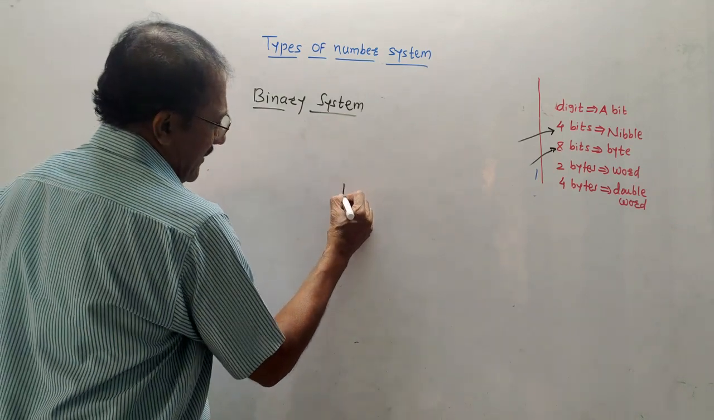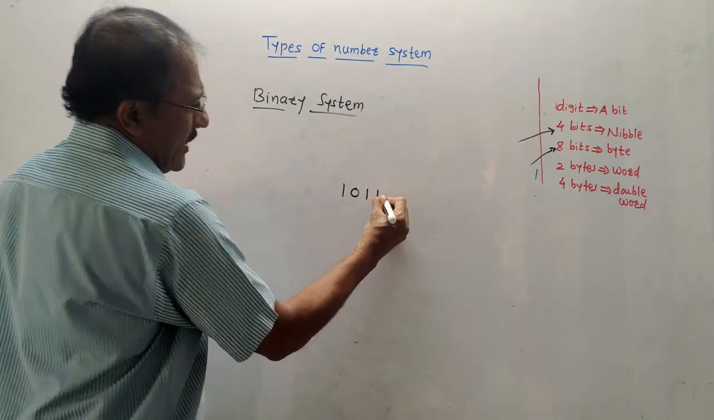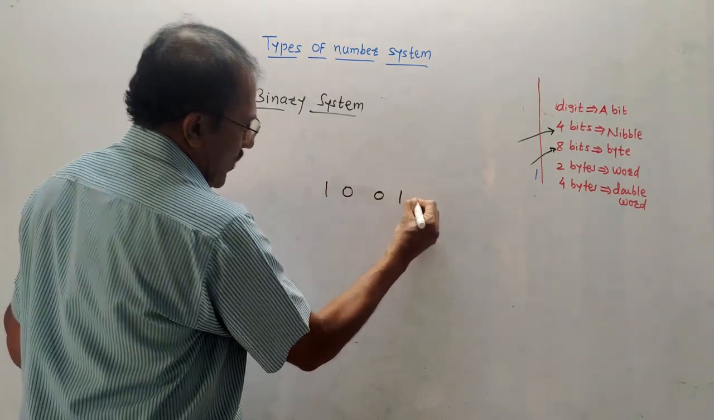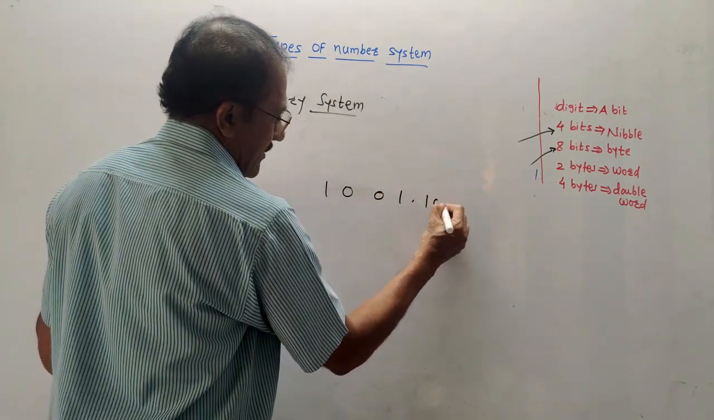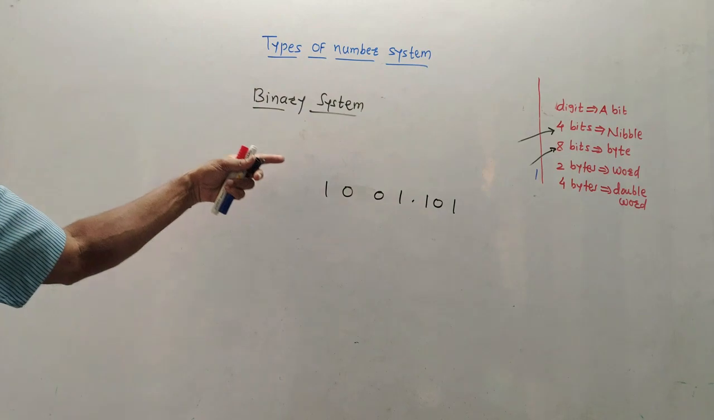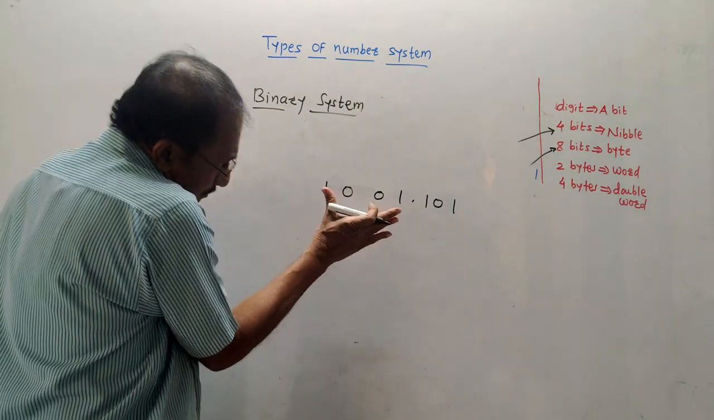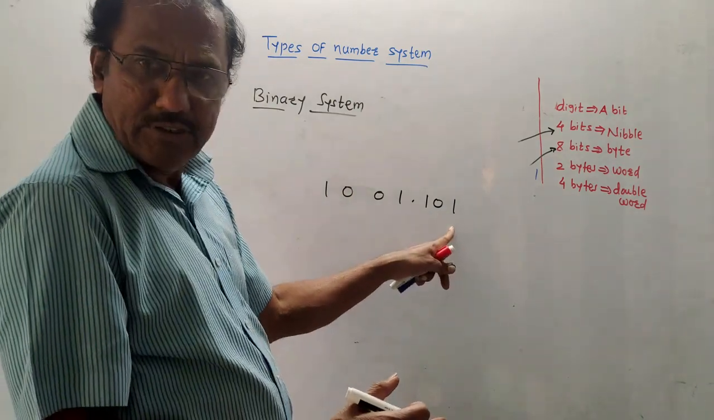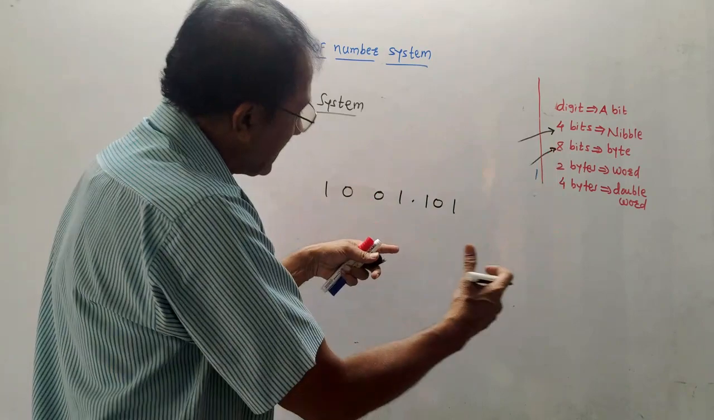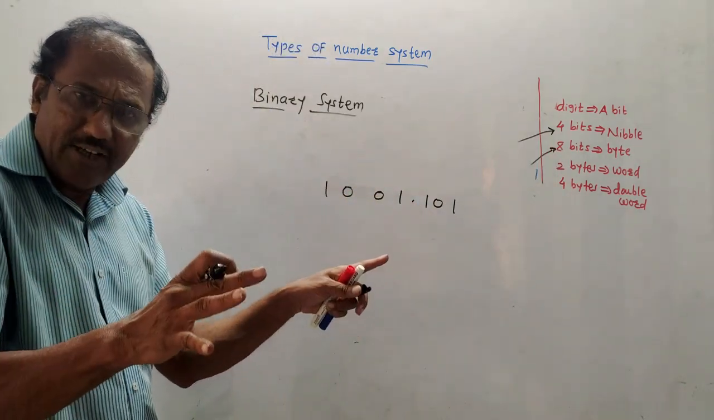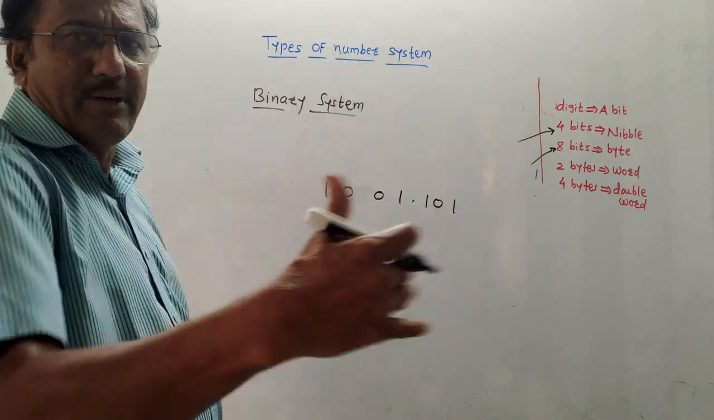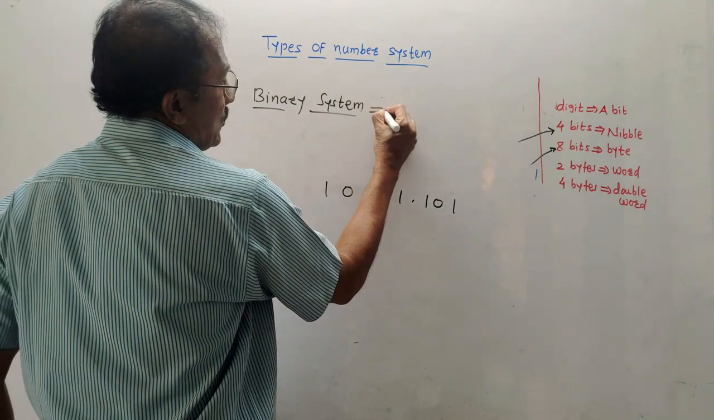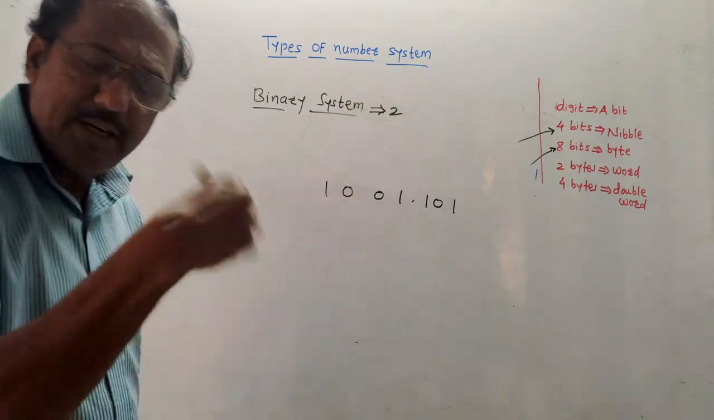Let us take one example. Let us consider one simple example, 1001.101. Now, like the previous case, the bits before the decimal point represent the integer part, and the bits after the decimal point represent the fractional part. In the previous case, we chose the multiplying factors 10 raised to 1, 10 raised to 2, or 10 raised to minus 1, 10 raised to minus 2, and so on. Since this is the binary number system whose base is 2, everything will be in powers of 2.